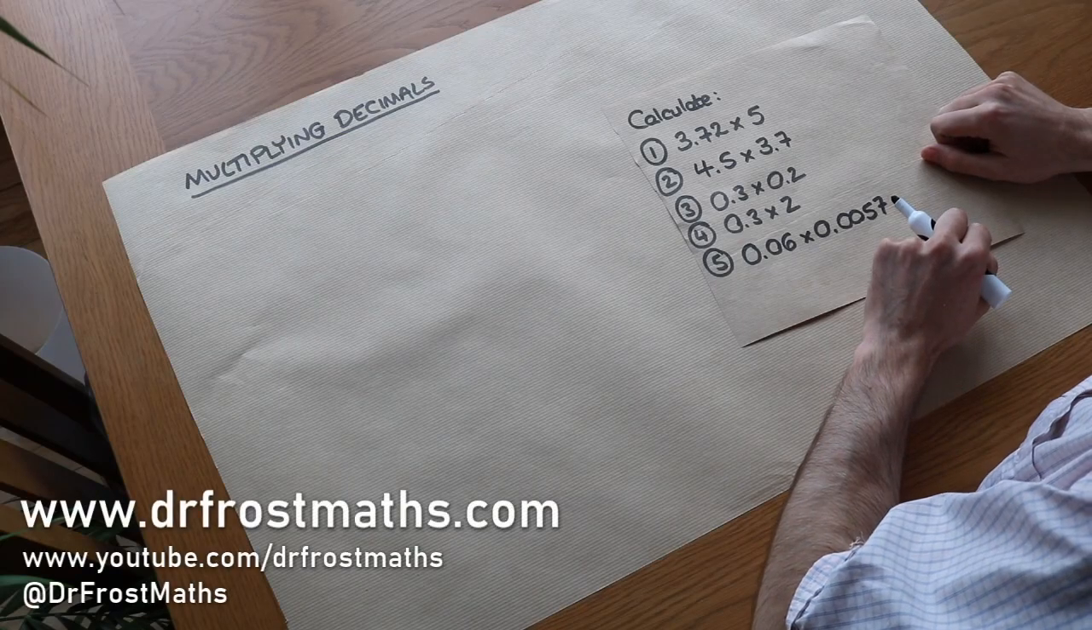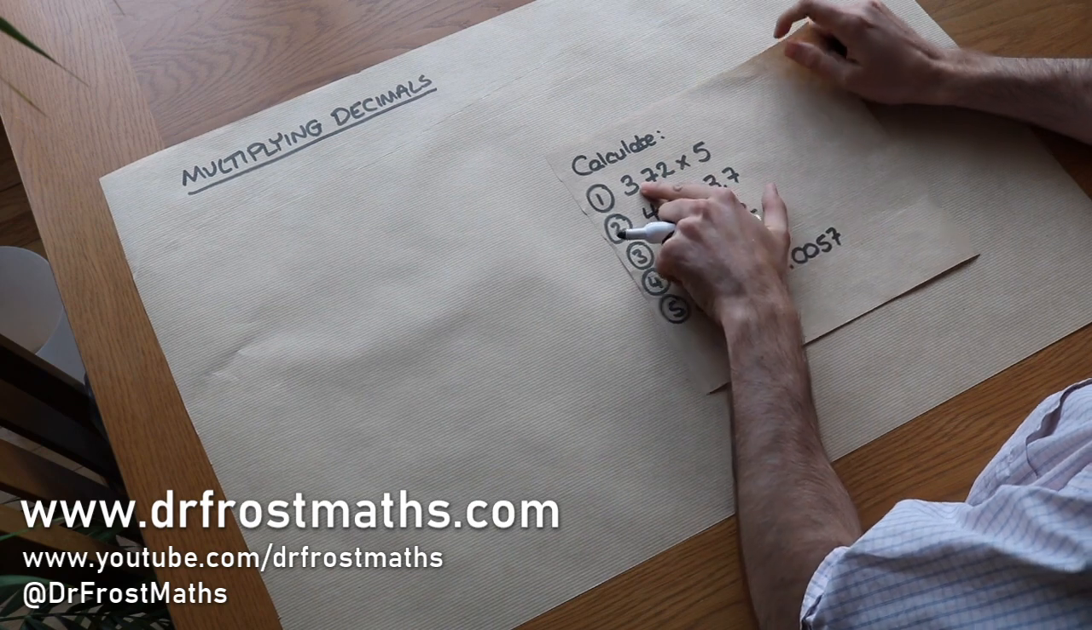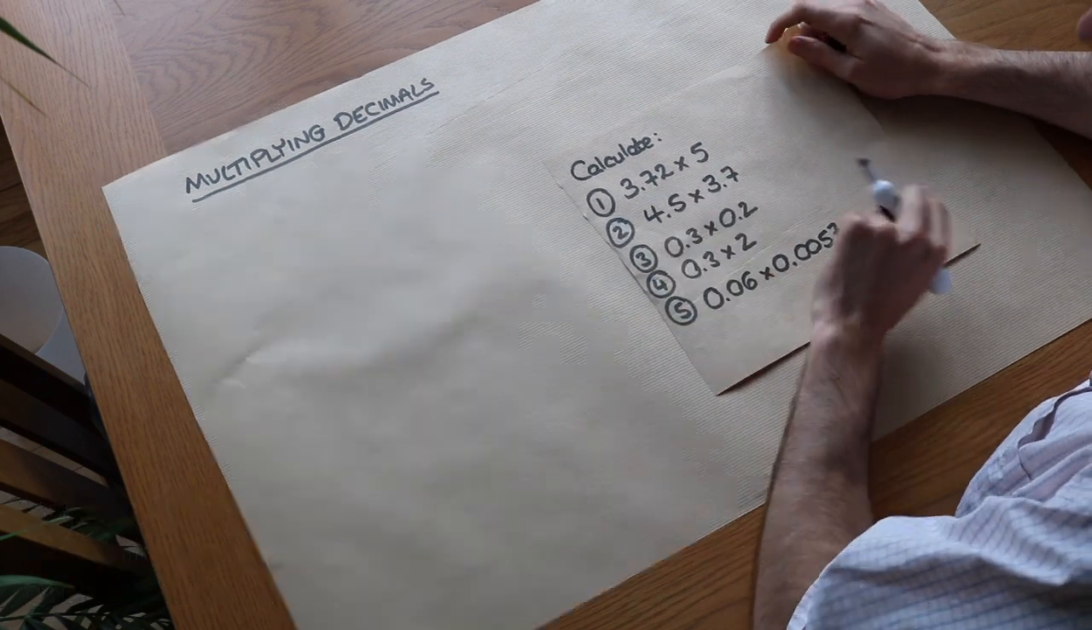Hello and welcome to this video on multiplying decimals. Now the key here is to just basically treat these as whole numbers and then we're going to adjust after by looking at where the decimal point is.